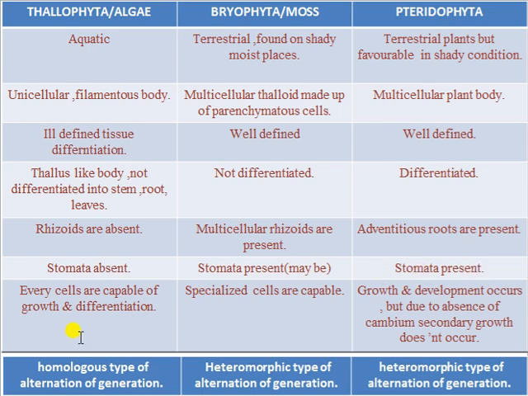Next, growth and differentiation. Obviously, if you go for Thallophyta and algae, every cell will be capable of growth and differentiation. In case of Bryophyta or moss, only specialized cells are capable of growth and differentiation, not all cells. And in case of Pteridophyta, growth and development occurs, but due to absence of cambium or cambial tissue, secondary growth doesn't occur, only primary growth is occurring. But this is also more advanced than the Thallophyta and Bryophyta. Cambial tissue is absent, that's why secondary growth can't take place.